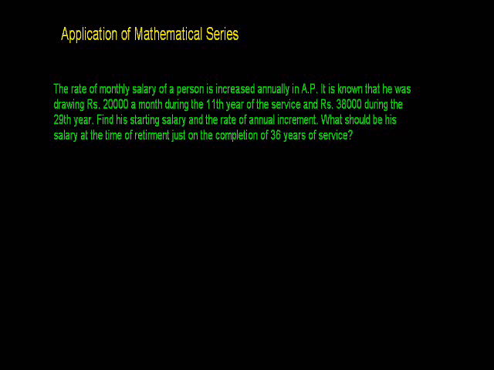The rate of monthly salary of a person is increased annually in arithmetic progression. It means the common difference will be same. It is known that he was drawing rupees 20,000 a month during the 11th year of service. It means that in the 11th year, his salary was 20,000, and in the 29th year his salary was 38,000.